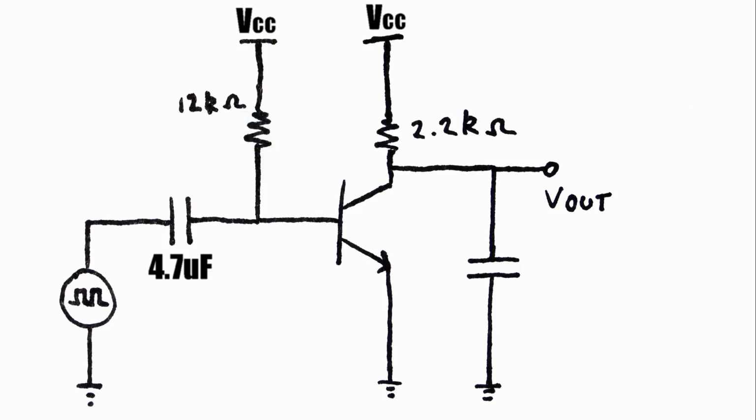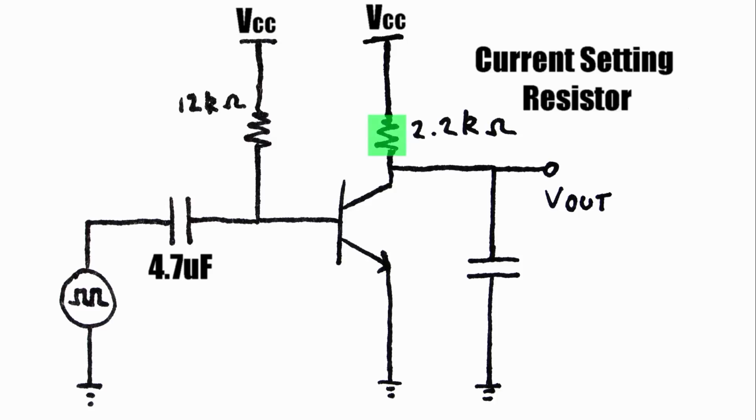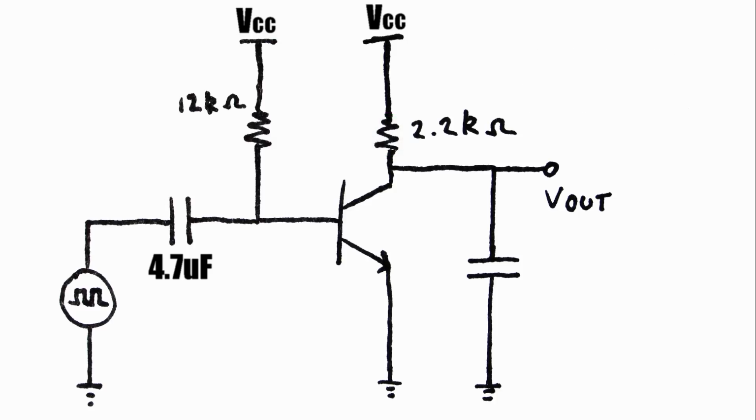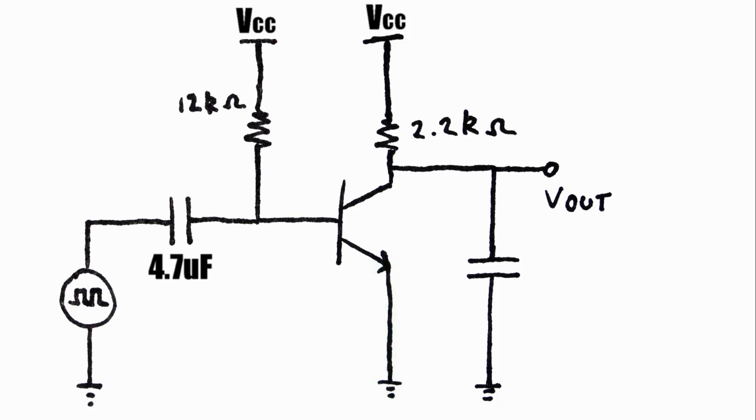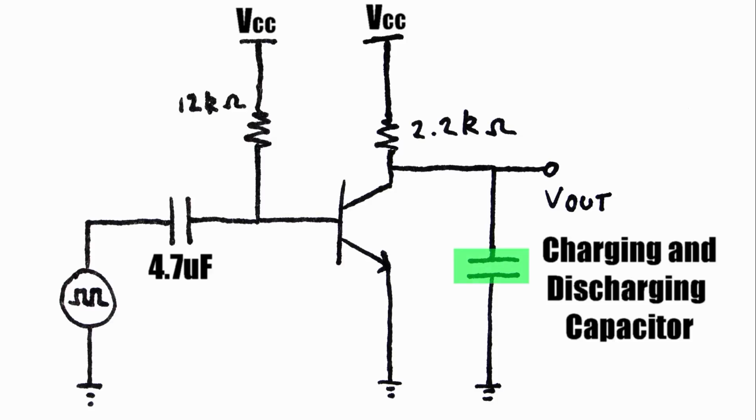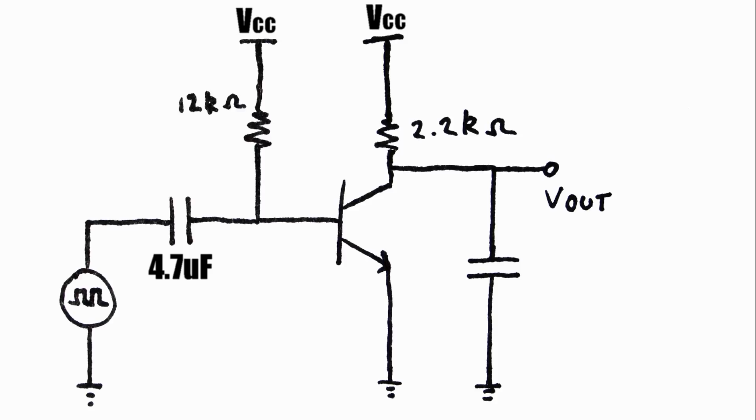Then we have a current setting resistor that connects from the power supply to the collector of the NPN transistor. The emitter is grounded in this configuration. The key to this sawtooth generator is the capacitor in the output. We're going to be charging and discharging this capacitor. Let's remove the capacitor for a moment to get an understanding of the fundamental behavior of the circuit.